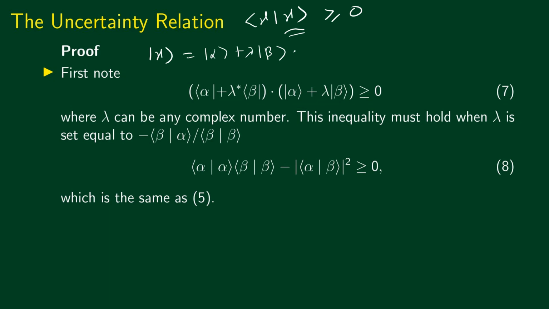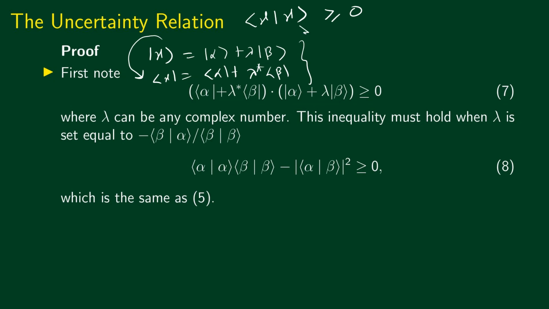If this is ket gamma, then we can write bra gamma as bra alpha plus lambda star bra beta. The lambda here is a complex number. Now let's write this condition: bracket gamma gamma is greater than or equal to 0, with gamma equal to ket alpha plus lambda ket beta. If we take the inner product of this ket with the corresponding bra, we can write it like this.